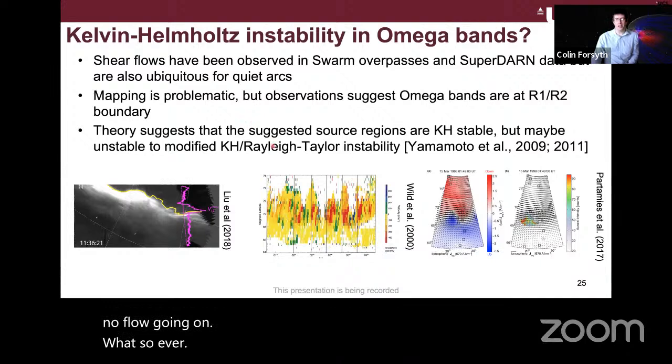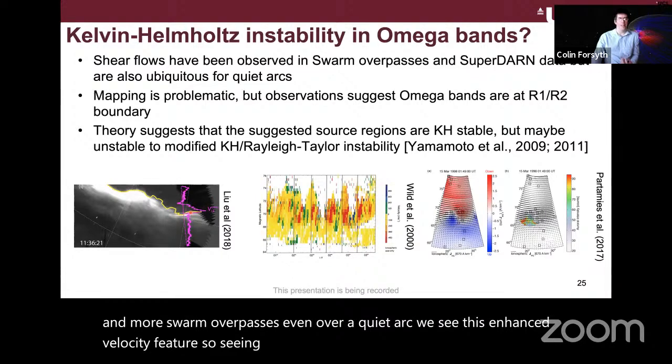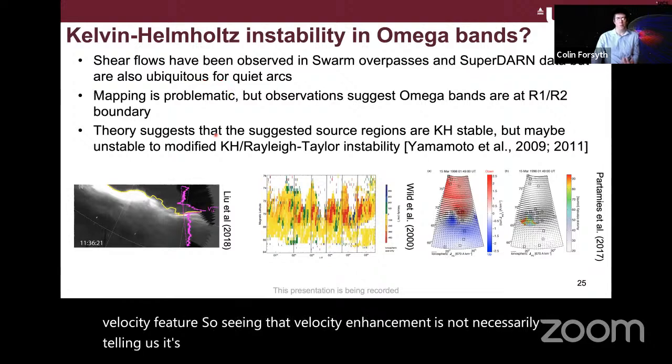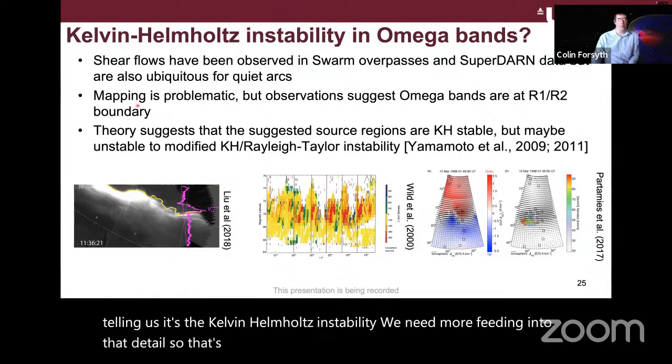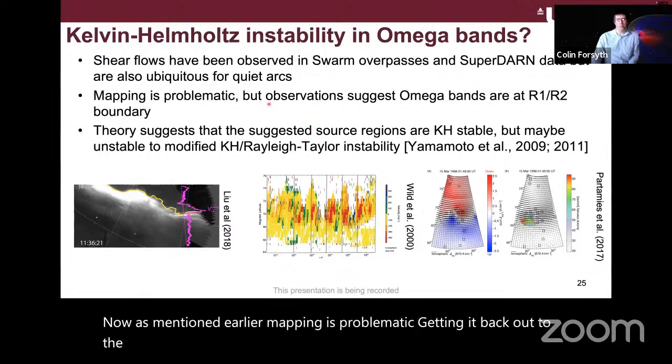But this is actually a ubiquitous feature for quiet arcs. If we look at more and more Swarm overpasses, even over a quiet arc, we see this enhanced velocity feature. So seeing that velocity enhancement is not necessarily telling us it's the Kelvin-Helmholtz instability. We need more feeding into that to tell us that that's what's going on. Now, as mentioned earlier, mapping is problematic. Getting it back out to the magnetosphere is somewhat problematic.